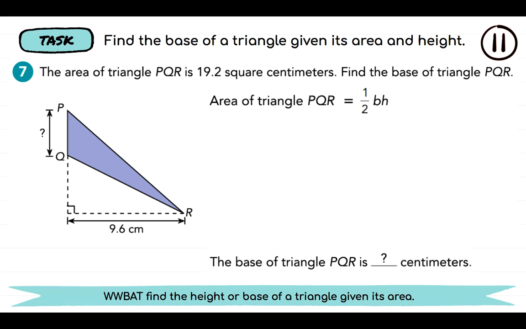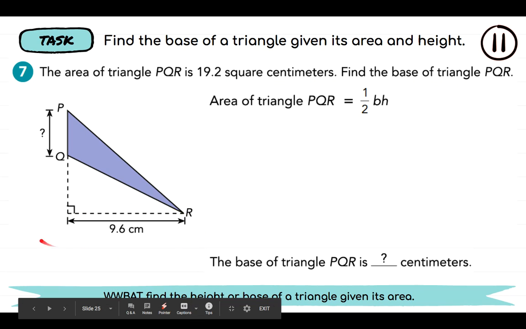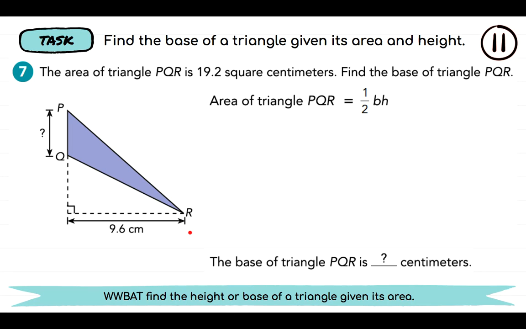Okay, let's check for the answer. The area of triangle PQR is 19.2 square centimeters. Find the base of PQR, and they give you the height of 9.6 centimeters. This is the type of question where calculators can really help you. So again, we have the formula: the area of a triangle equals 1/2 base times height.